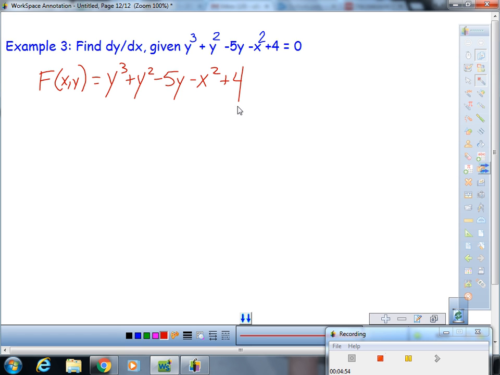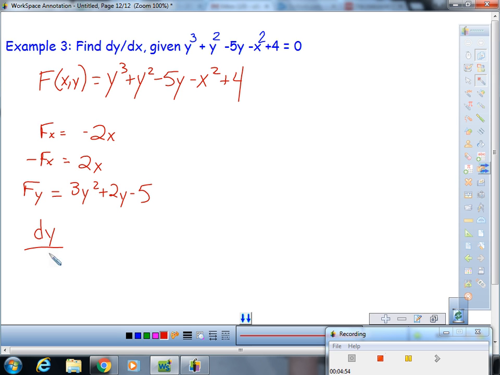Okay? Look, what's f sub x? It's a negative 2x, so the opposite of f sub x is positive 2x, right? Because we're going to end up wanting this. F sub y? Okay, so dy dx is 2x over 3y squared plus 2y minus 5. That's how it would work.